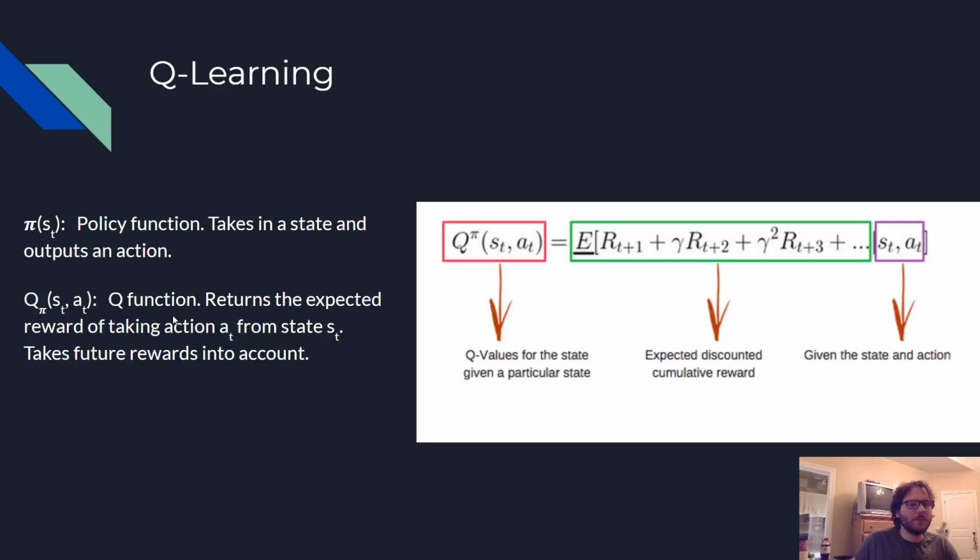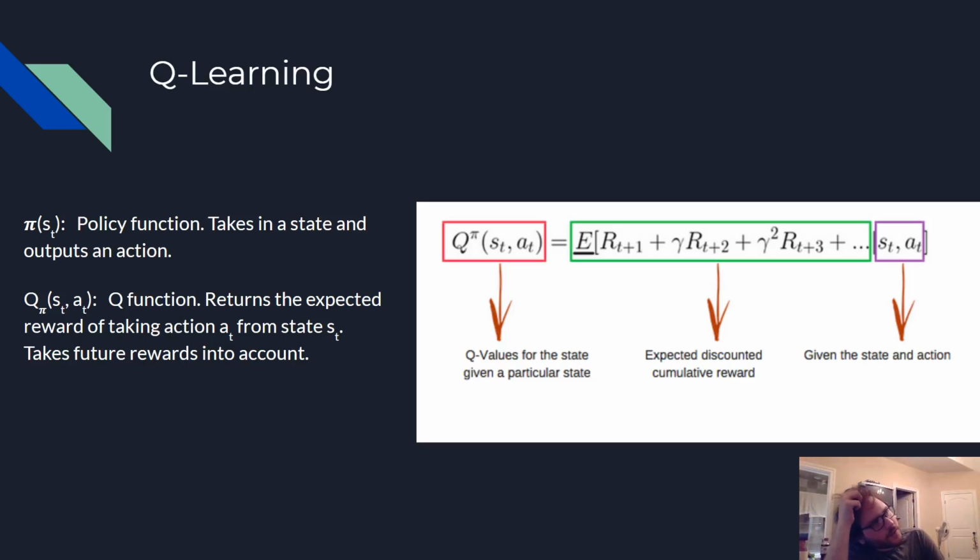That's what it stands for, but usually we just call it a Q function. This is going to take a state, S of t, and an action, A of t. And it's going to return the expected value, in terms of reward, of taking that action t given state t. And it should take future rewards into account.